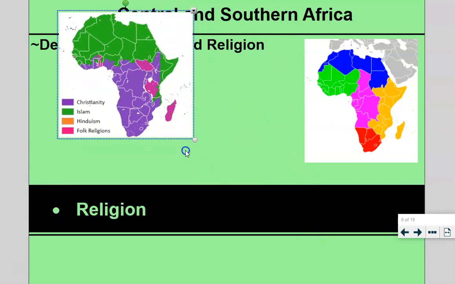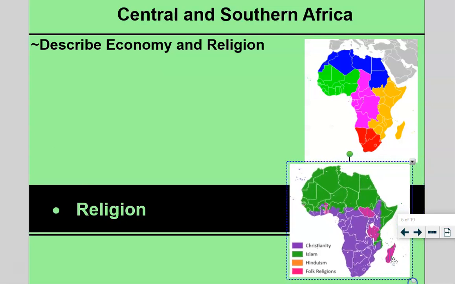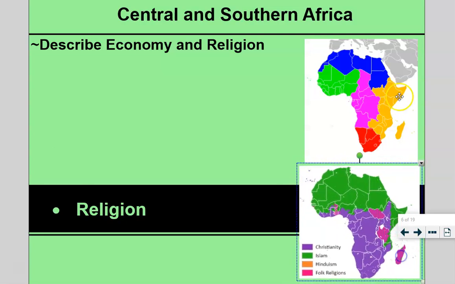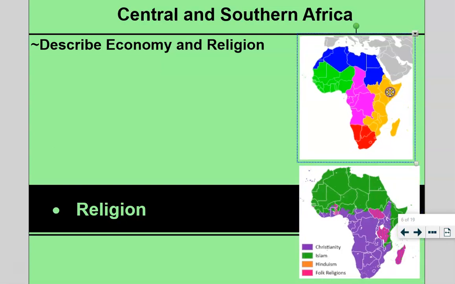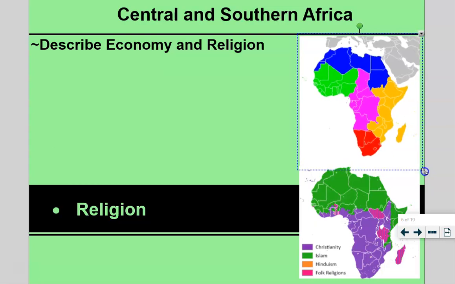So the geography has a huge impact, and eventually imperialism will have a huge impact on the cultures and civilizations of Central and South Africa. So the next thing we'll start to do is look at some powerful ancient kingdoms that were present in Africa throughout the continent in lots of different regions.